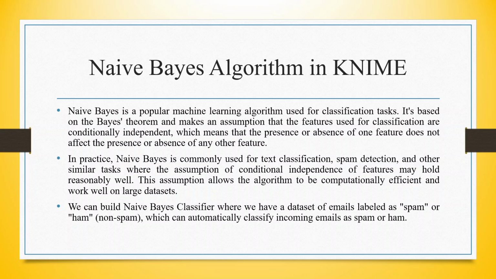In practice, Naive Bayes is commonly used for text classification, spam detection, and other similar tasks where the assumption of conditional independence of features may hold reasonably well. This assumption allows the algorithm to be computationally efficient and works well on large data sets. We can build a Naive Bayes classifier where we have a data set of emails labeled as spam or ham, which can automatically classify incoming emails as spam or ham.